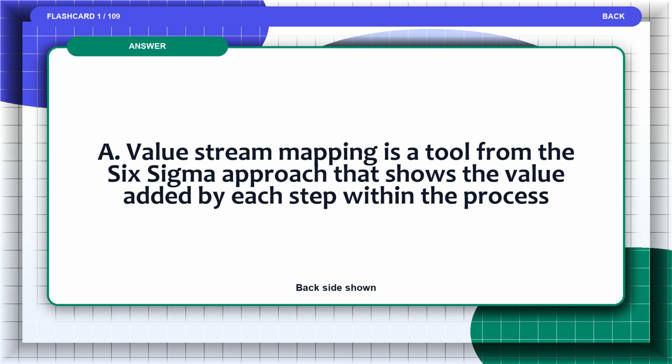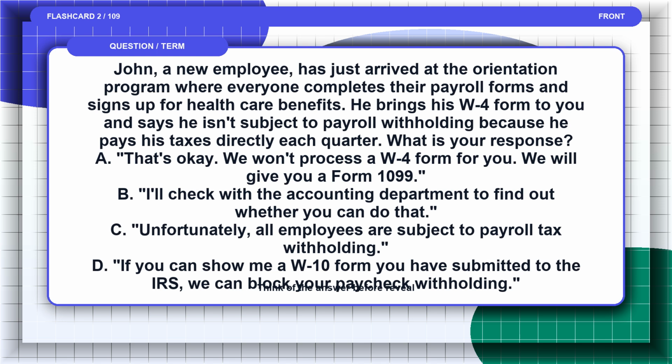Flashcard 2. John, a new employee, has just arrived at the orientation program where everyone completes their payroll forms and signs up for health care benefits. He brings his W-4 form to you and says he isn't subject to payroll withholding because he pays his taxes directly each quarter. What is your response?